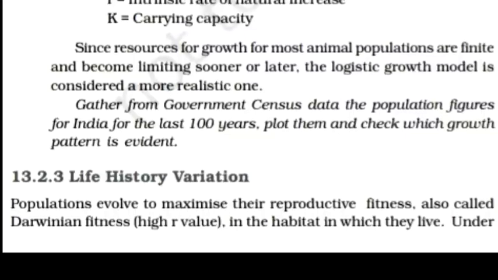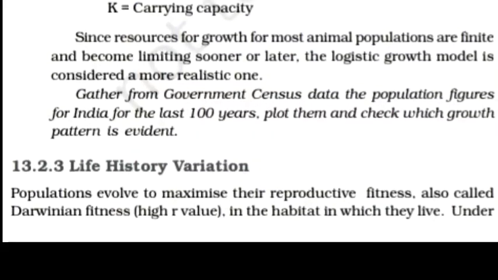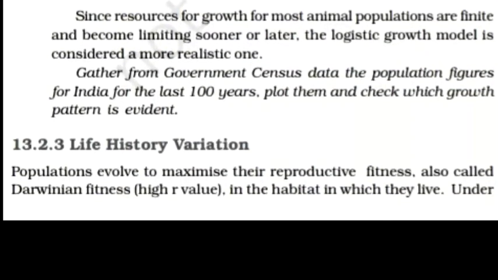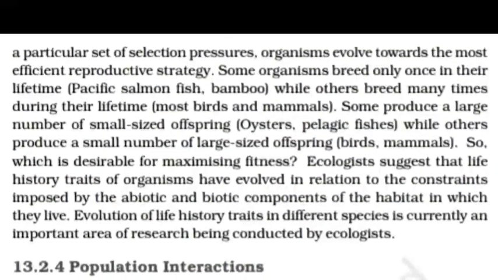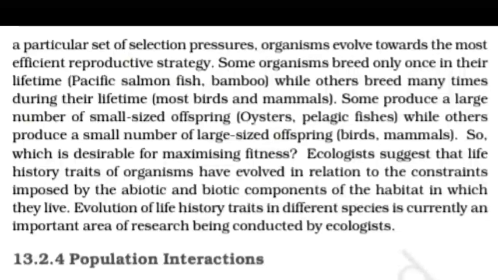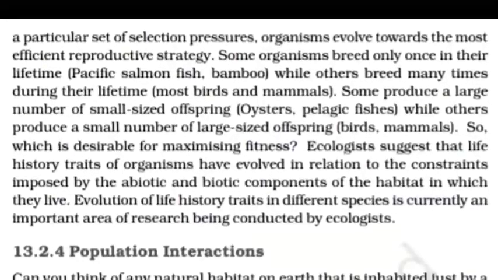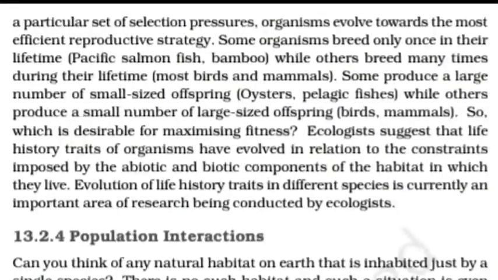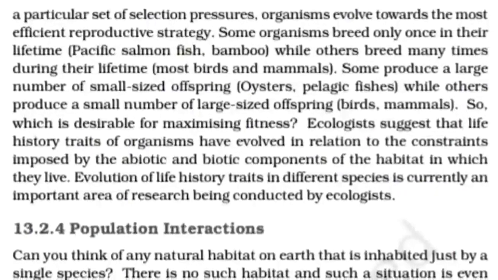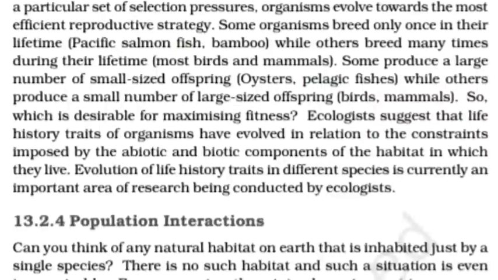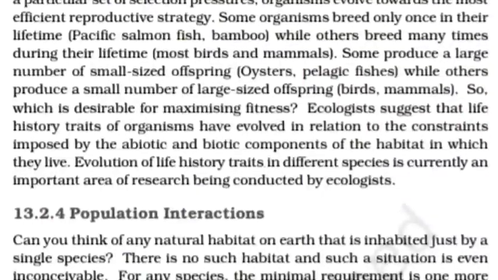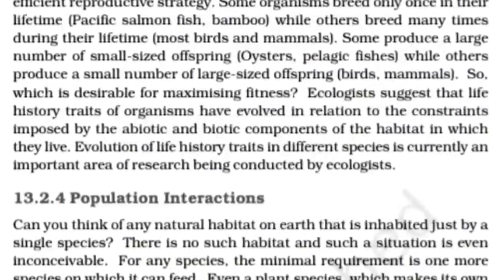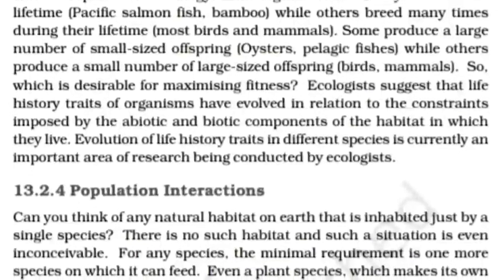Populations evolved to maximize their reproductive fitness, also called Darwinian fitness, high r value, in a habitat in which they live under a particular set of selection pressures. Organisms evolve towards the most efficient reproductive strategy. Some organisms breed only once in their lifetime, for example salmon fish and bamboo, while others breed many times during their lifetime, most birds and mammals. Some produce a large number of small-sized offspring, for example oyster and pelagic fish, while others produce a small number of large-sized offspring, birds and mammals.